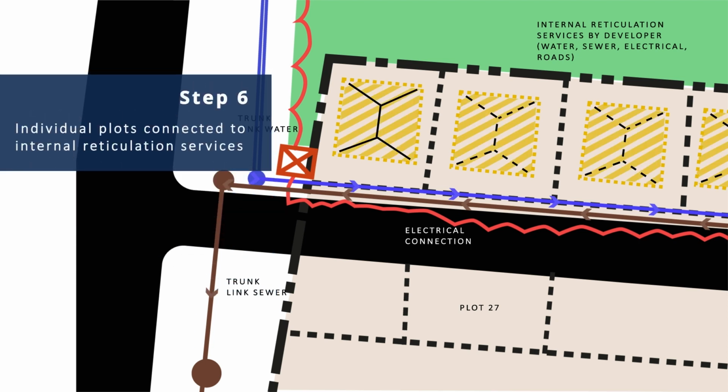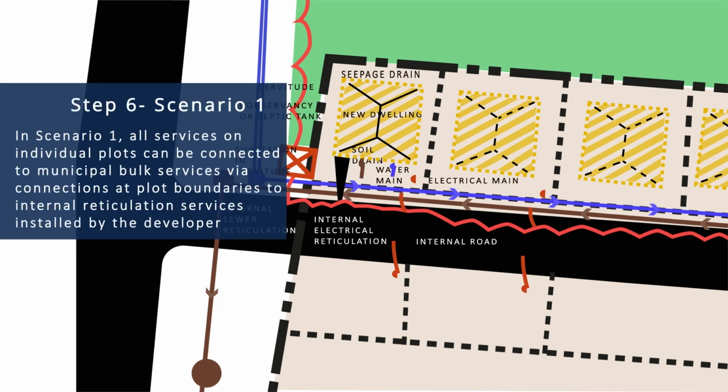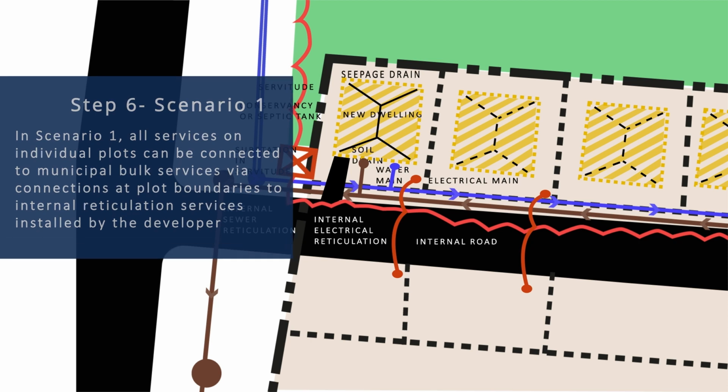The sixth step involves connecting the individual plots to internal reticulation services and providing services on the individual plots. There are two possible scenarios. In scenario 1, all services on individual plots can be connected to municipal bulk services via connections at plot boundaries to internal reticulation services installed by the developer.